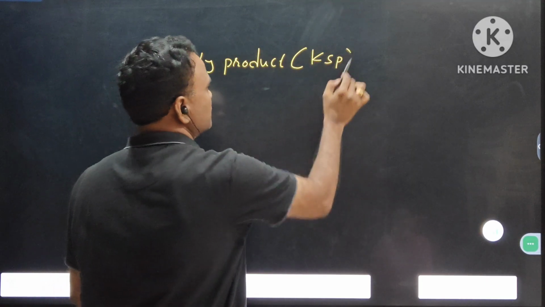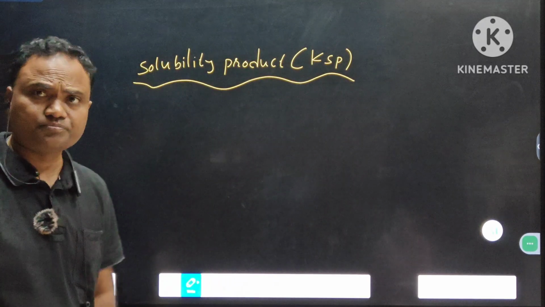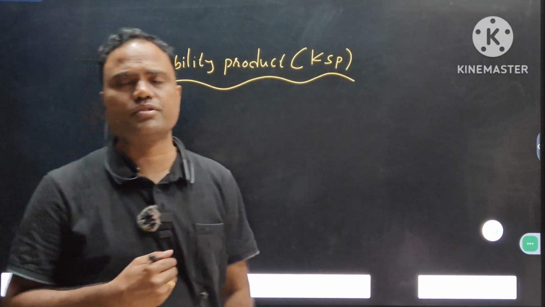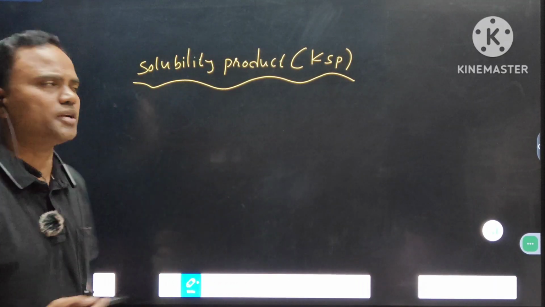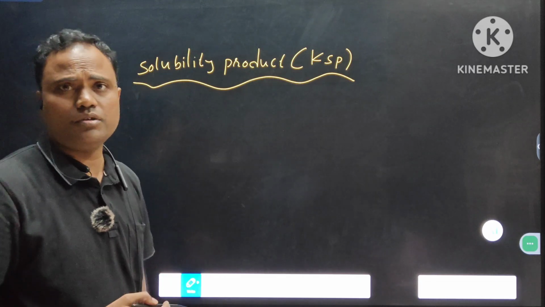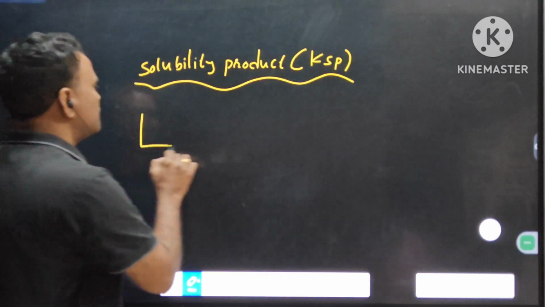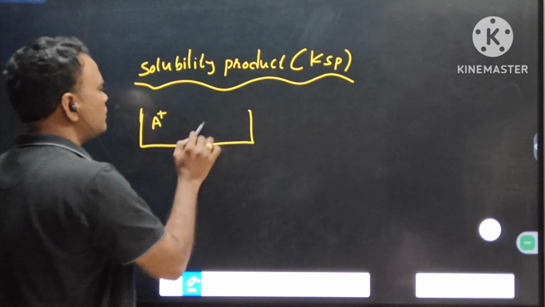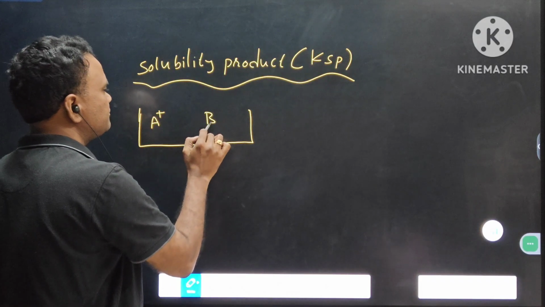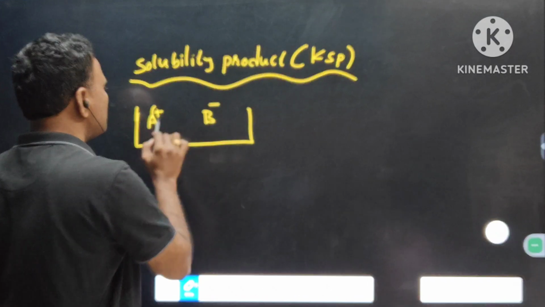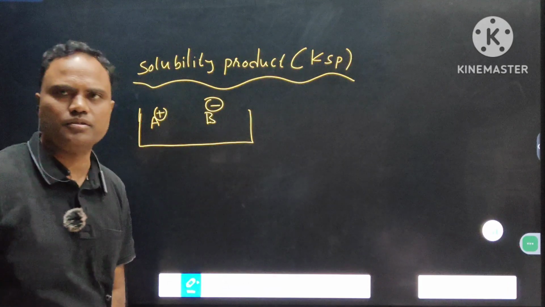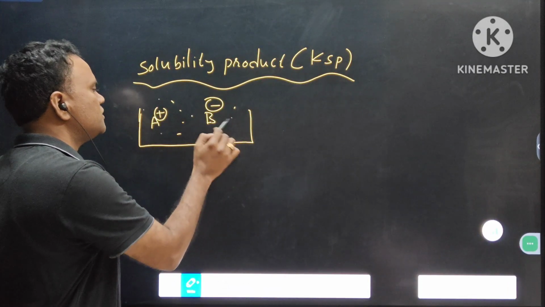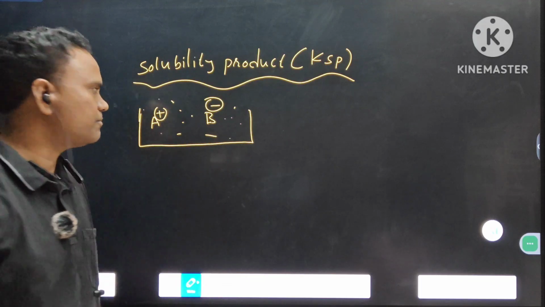Solubility product, Ksp. How do we define solubility product? Let us take a saturated solution. We have different types of solutions: saturated, unsaturated, supersaturated. Let us take one saturated solution of salt AB, meaning A cation and B anion are present. This is a saturated salt solution.